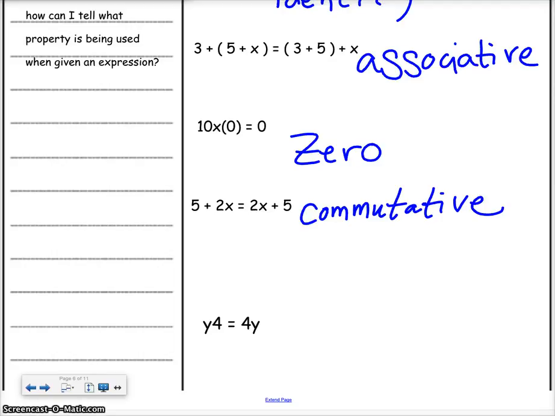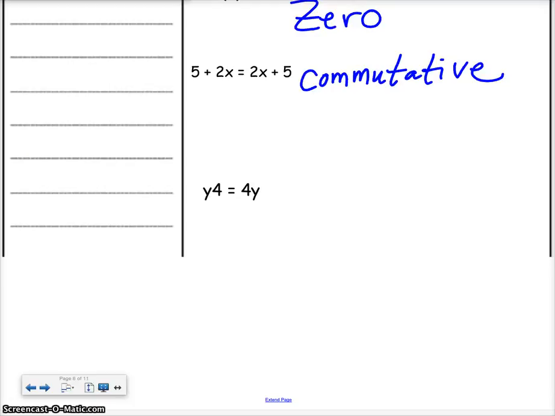Commutative. Y times 4 equals 4 times y. I just flipped. Y went to the other side. Flipping is commutative. But that's of multiplication. Commutative property of multiplication.